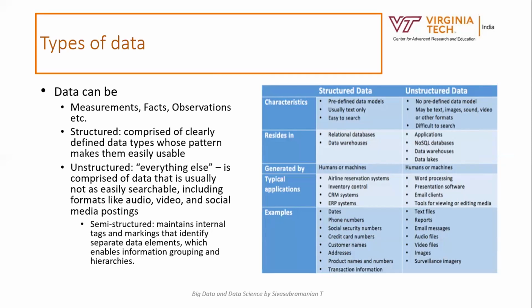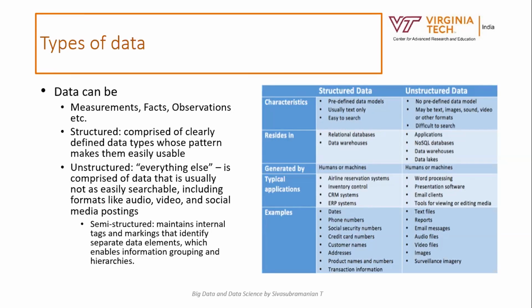If it is structured data, it's a predefined data model and usually text only or number only, easy to search kind of thing. And if it's unstructured, there's no predefined data model, and it could be text, images, sounds, videos, or anything for that matter. And it is difficult to search. It is difficult, it is not impossible to search. I'll tell you why I'm making this statement.